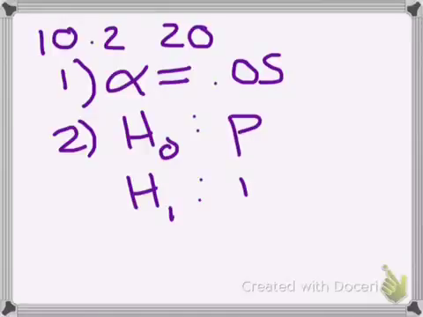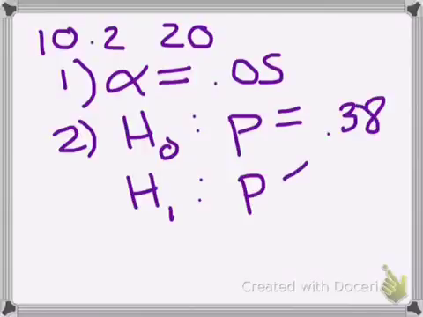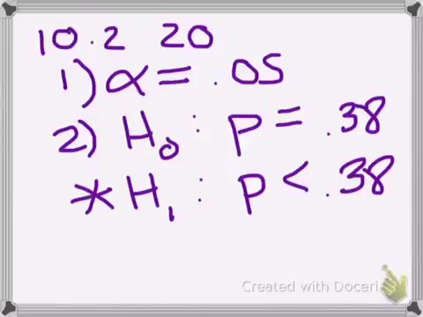In this case, we're testing for the population parameter P. H naught is P equals 0.38. Our claim is that P is less than 0.38, so I will put an asterisk by our claim. Okay, so now I'm going to show you step 3. That was this section, what it focused on.